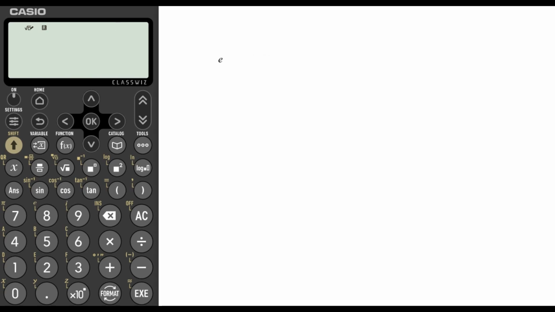E is a gold function. Press Shift, then 8, then execute, we see that E is equal to 2.71, etc.